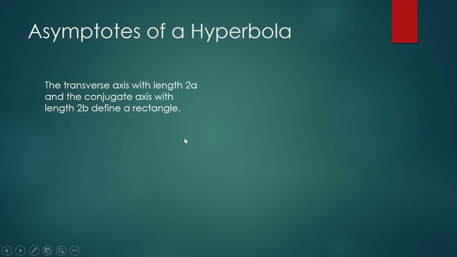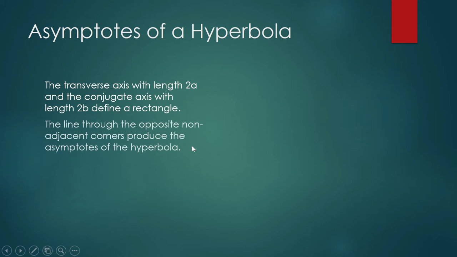In your hyperbola, we have the transverse axis. The length of that transverse axis is 2a, which is the distance between the two vertices. And you have the conjugate axis with length 2b. Now, a and b can be found in the denominators of your standard equation. These lengths, 2a and 2b, actually define a rectangle, and I will show that to you through an example.